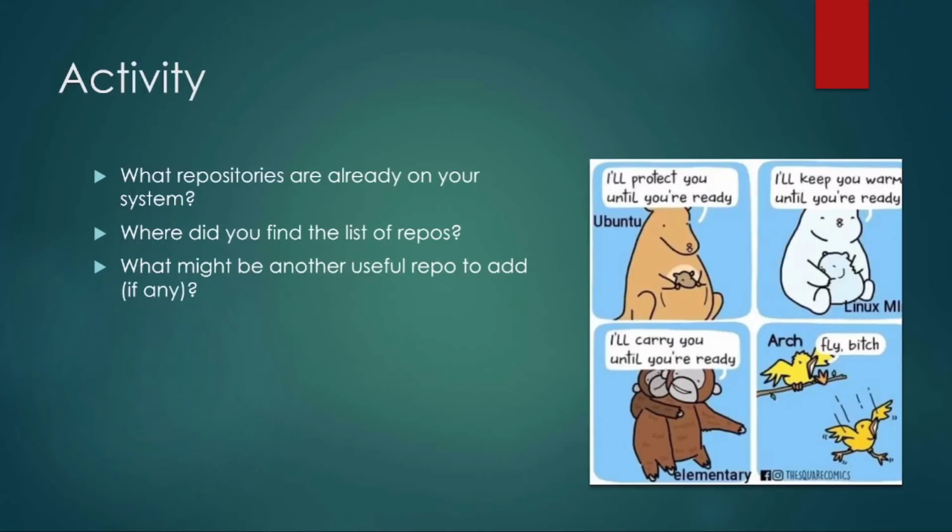Now, the next activity for you to try on your systems is to go find on both of your systems what repositories are already there. Where did you find them? And then start thinking about why we may want to add repositories to our system. Feel free to pause me for a moment and go do this and work through both of your servers and try to answer these questions and write down some notes about your servers.